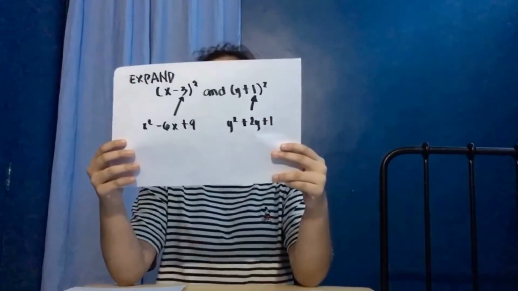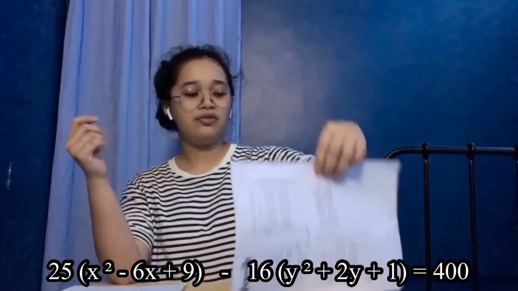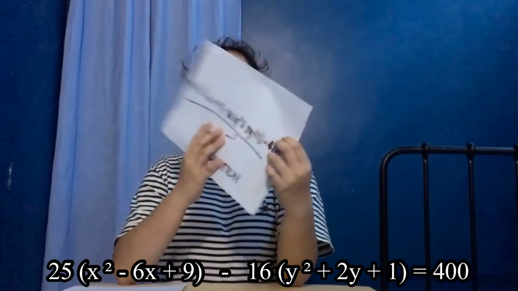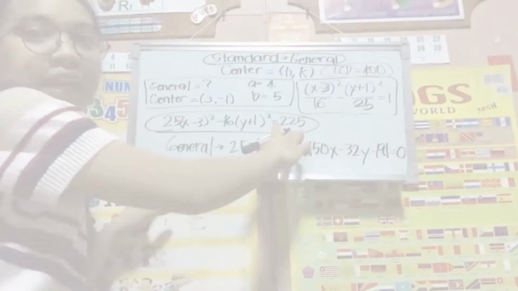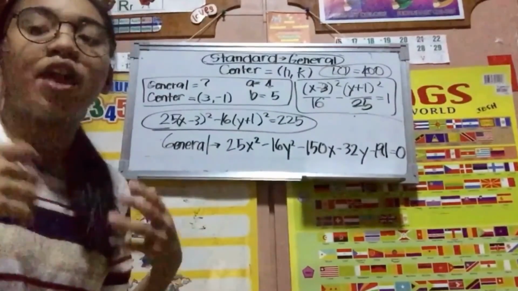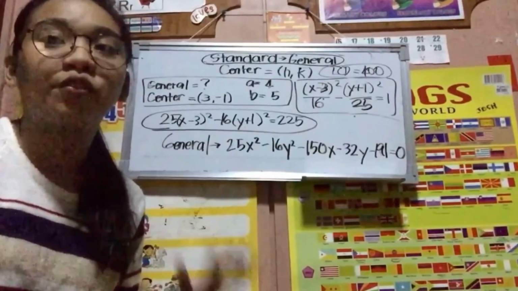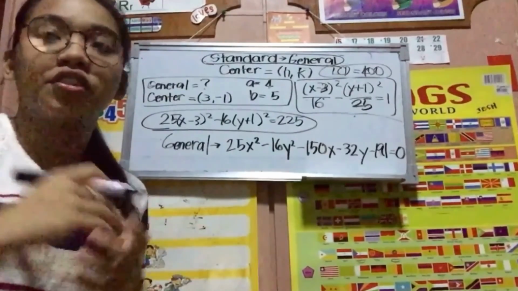Next, we expand (x minus 3) squared and (y plus 1) squared. I expanded the first, which is x squared minus 6x plus 9. I expanded the second, which is y squared plus 2y plus 1. Then the equation is 25 times (x squared minus 6x plus 9) minus 16 times (y squared plus 2y plus 1) equals 400. After expanding, distribute the coefficients to the trinomials inside the parentheses. And lastly, arrange the terms according to the general form.